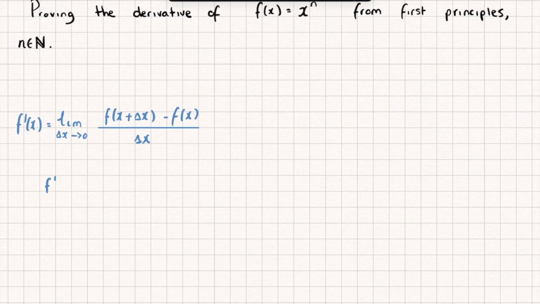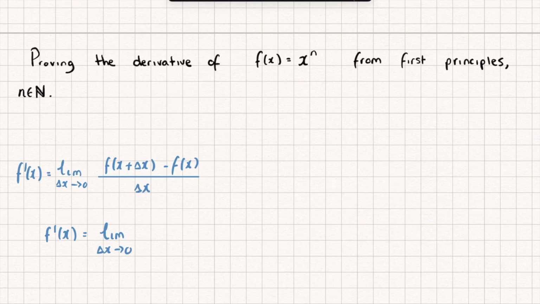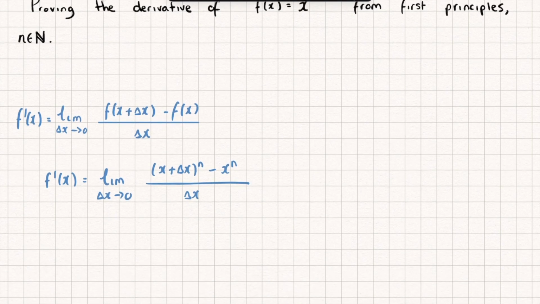So we get that the derivative f dash of x is going to equal the limit as delta x tends to 0 of, well, what is f of x plus delta x? Well, that's just going to be x plus delta x to the power of n. Minus f of x, well, that's just x to the power of n, and we're dividing all of that by delta x. Now, at this point, we might think that we're stuck because, well, I don't know what n is, so how am I supposed to expand this binomial on the numerator like we would usually do?